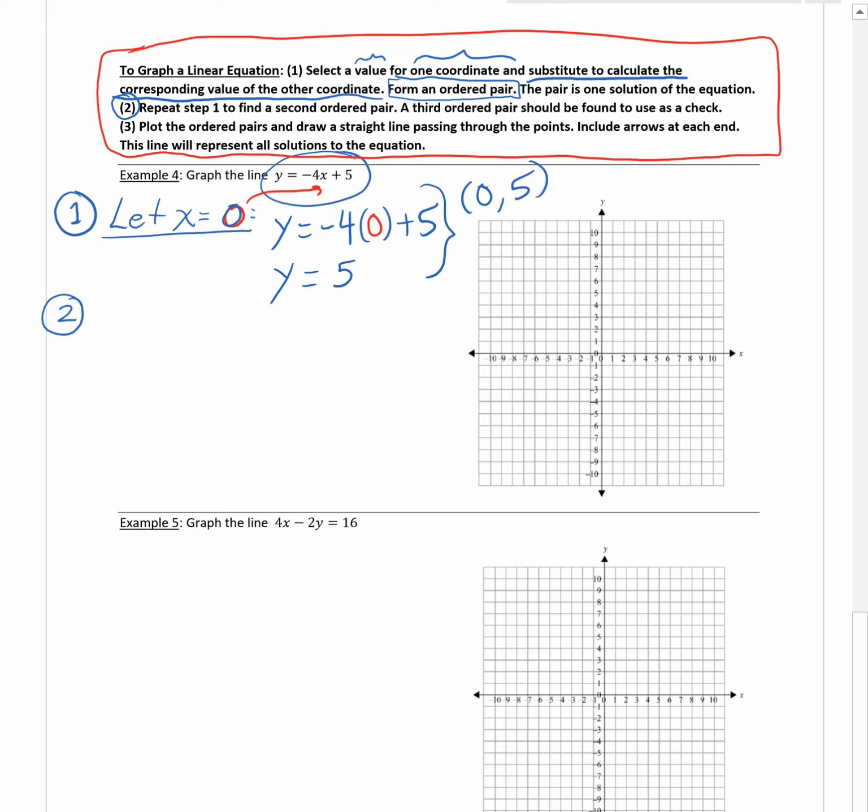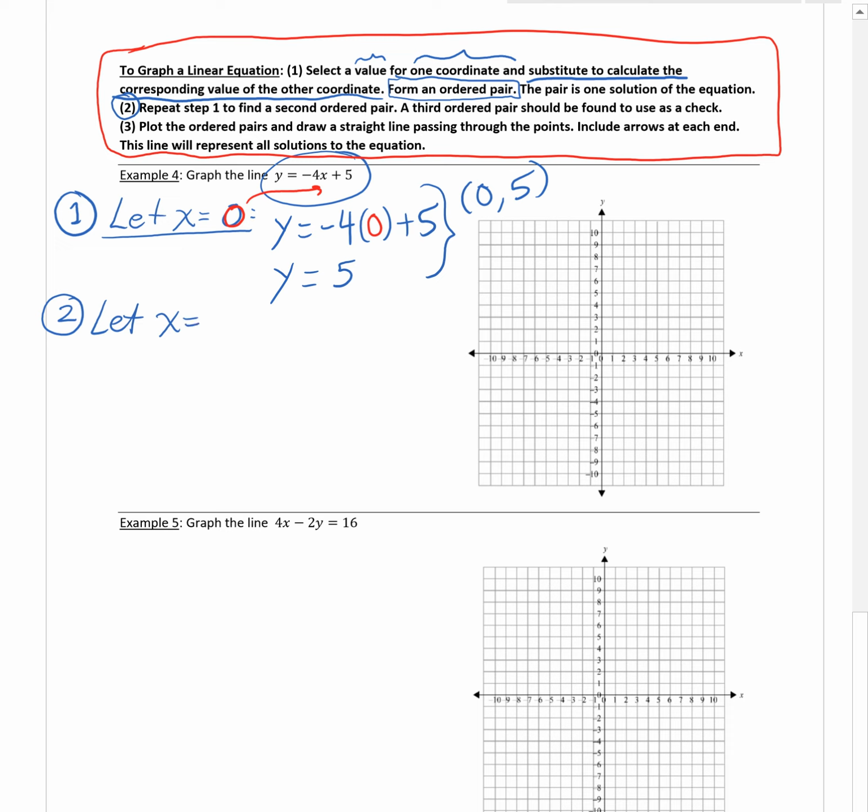But of course, I'm not going to use the same x value, because if I let x equal 0 again, y is going to be 5 again. And I just wasted a bunch of time trying to find the same point. So I'm going to let... And at this point, like we said before, you're able to let y equal something if you want. But maybe just because we're just starting out, I'm going to let x equal something again.